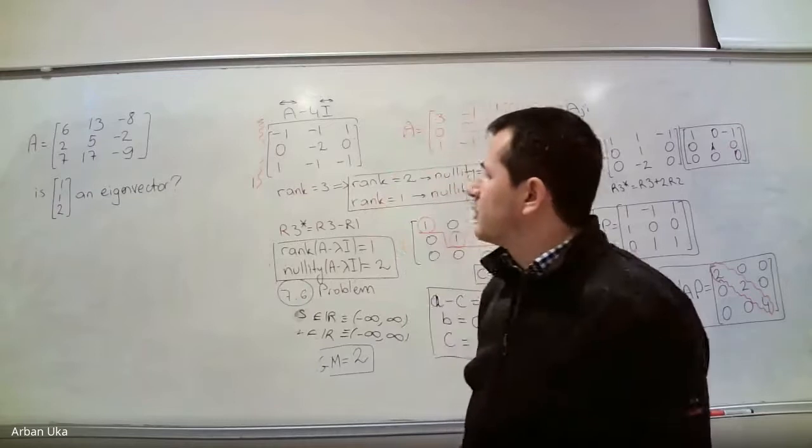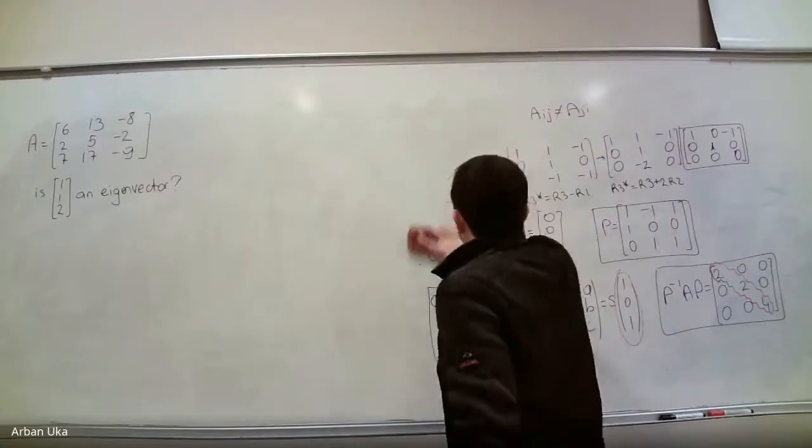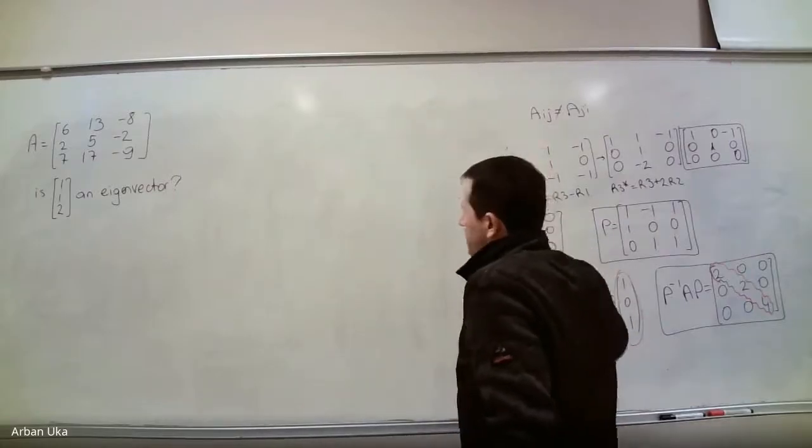So how can we check whether this 1, 1, 2 is an eigenvector? What can we do? We simply multiply the vector by the matrix and see if their multiplication is a scalar multiple of the vector v. That is good. So can you multiply them? What do we get?